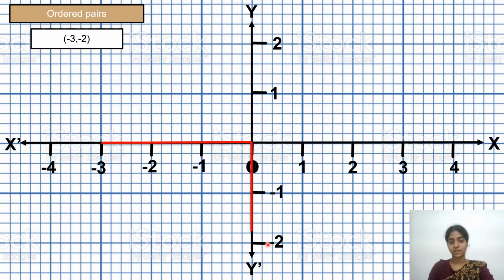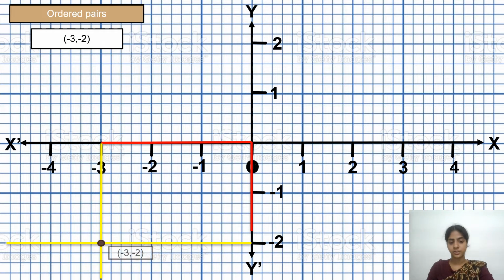Then once these two are marked, what we do is we draw a line from -3 downwards, because here it is down. Okay, so we mark a line from -3 straight, a never ending line, and then we mark a line from -2 to the left, because along the x-axis it is going leftwards, so we make a line towards the left from -2, and the intersection of these two lines, these two yellow lines, gives the point or the position of the point. This is how we mark an ordered pair.